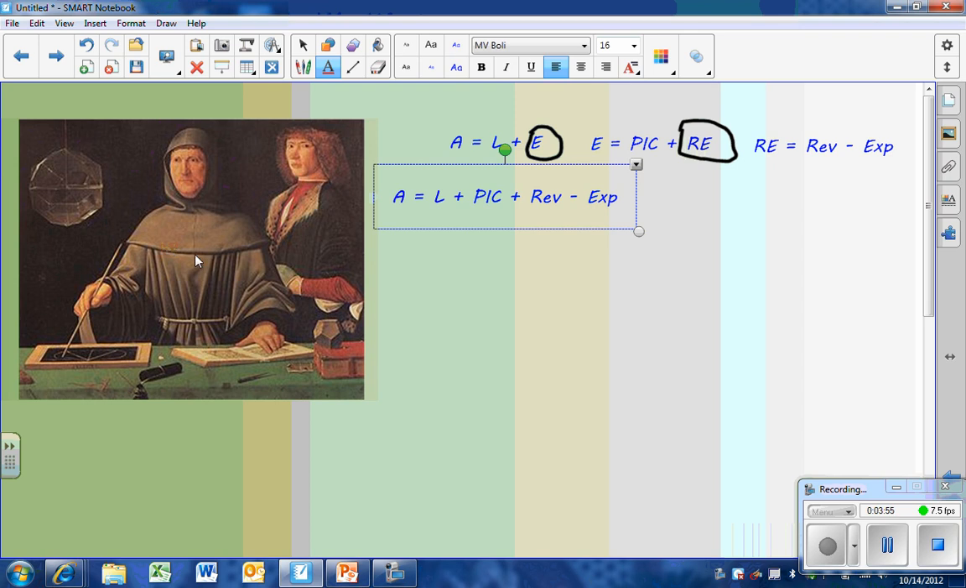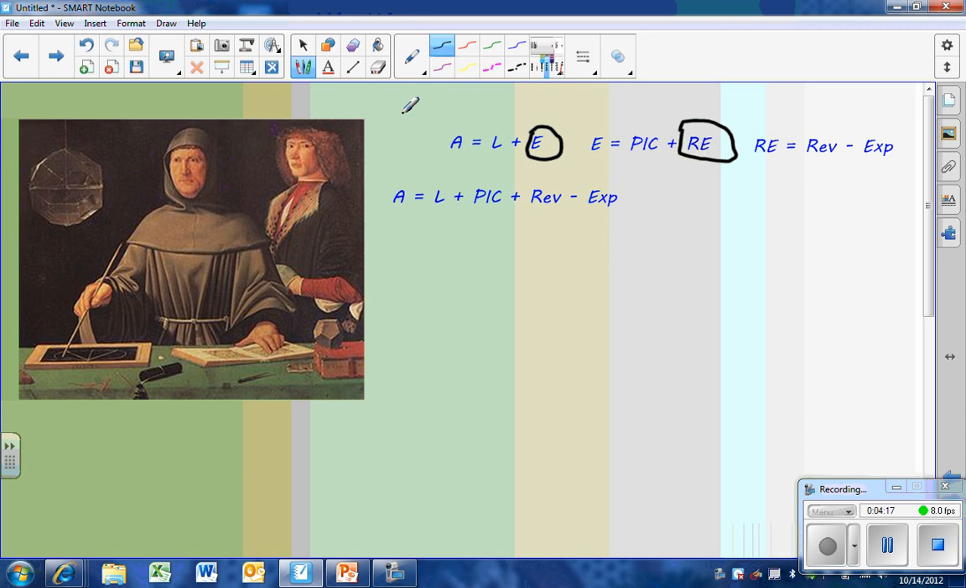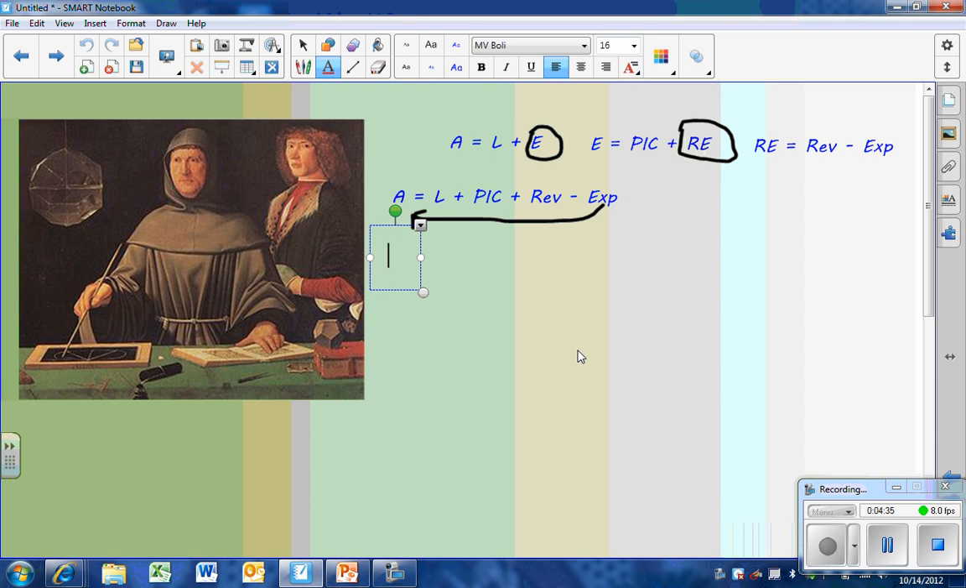Now, Brother Pacioli was a mathematician. And if you remember back to your algebra classes, we can take this formula and we can make certain changes to it. For example, we can say this. We can take the negative expense and bring it on the other side of the equal sign. And we can then express the accounting equation like this. Assets plus expenses equals liabilities plus paid in capital plus revenue.